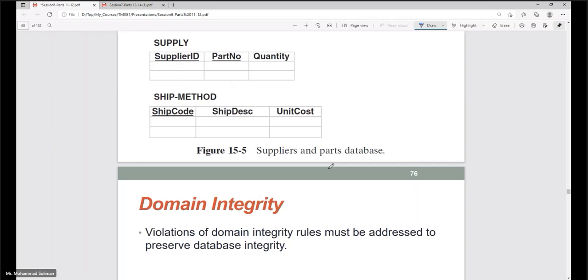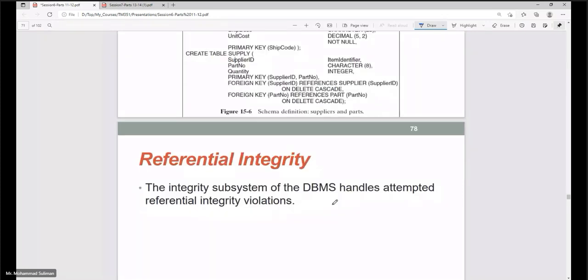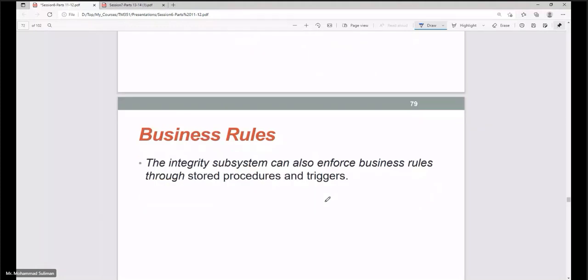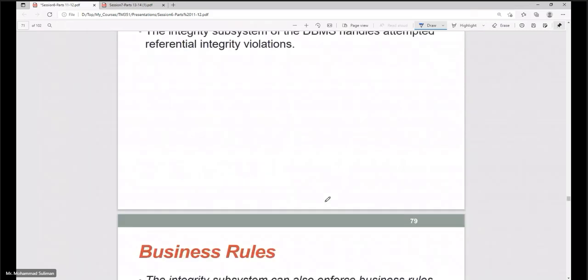Referential integrity, that is foreign key integrity. There should not be any violation of foreign key integrity in a transaction. So all this is related to data integrity. Business rules enforce rules, procedures and triggers on the data, that is, any functions they write on the data.